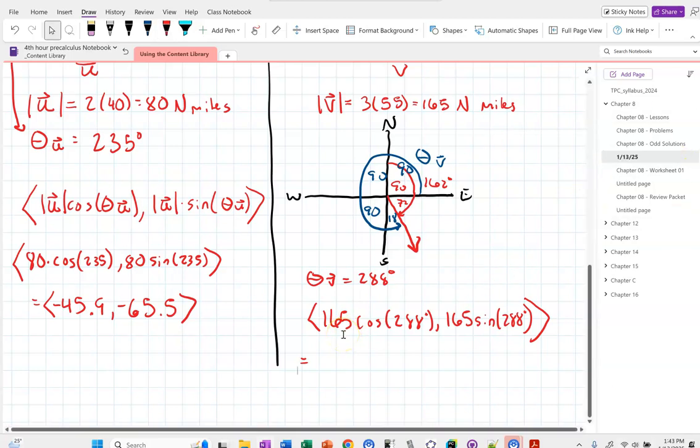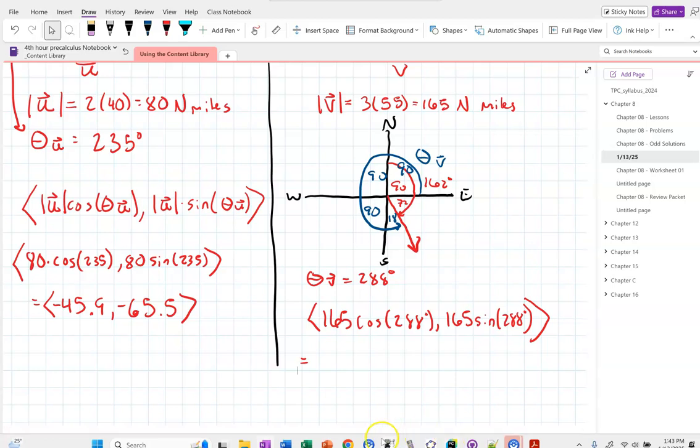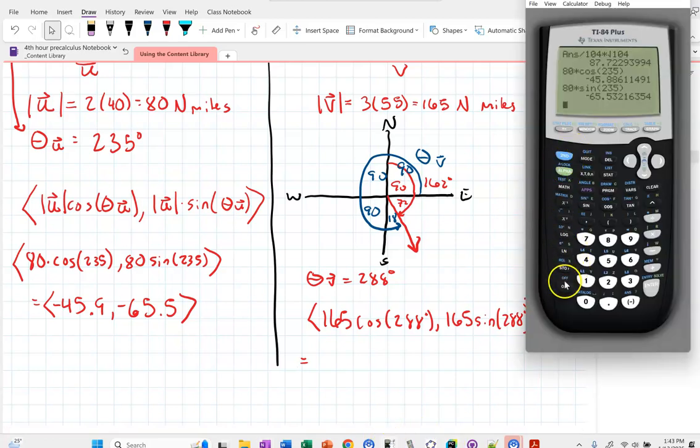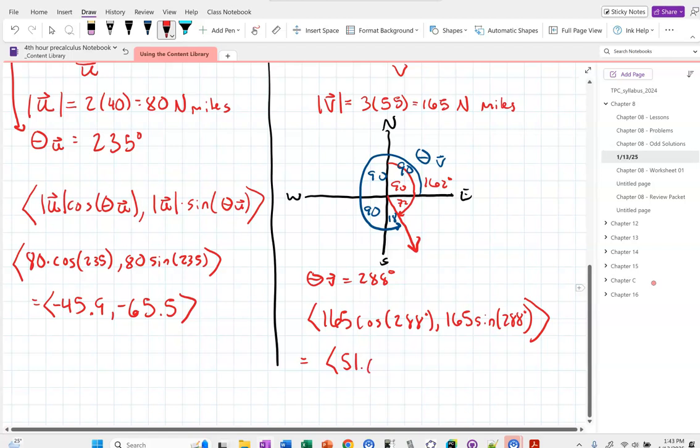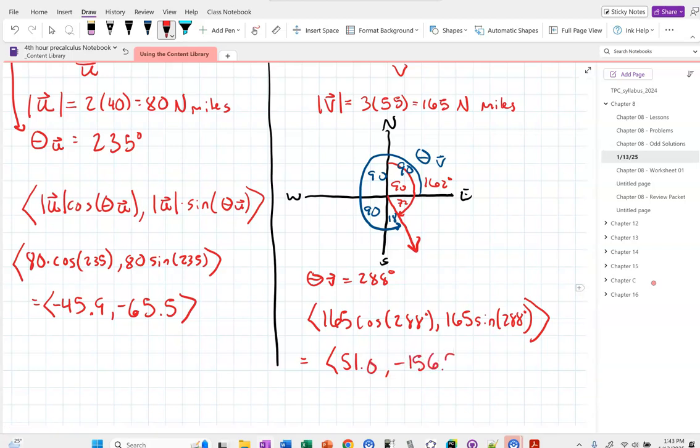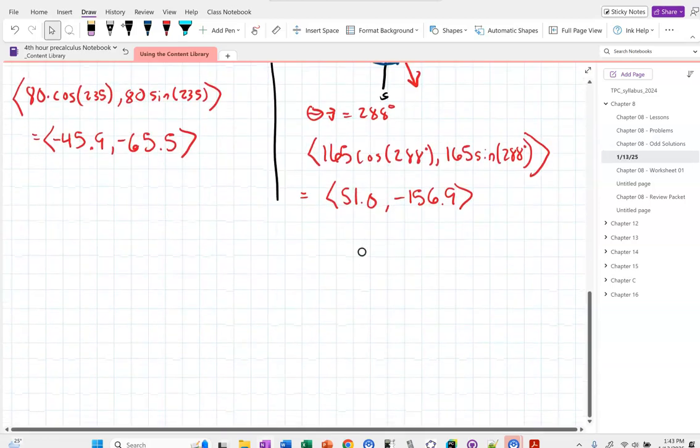So again, I just went ahead and plugged this into the formula, same way as we did before. And then into my calculator it'll go. So I have, let's call it, 51.0 and then negative 156.9. Everybody so far so good?